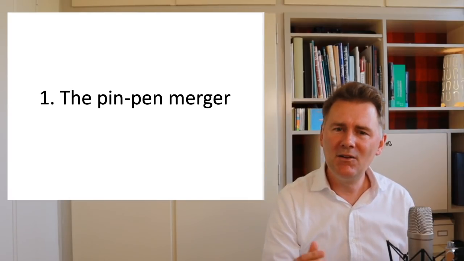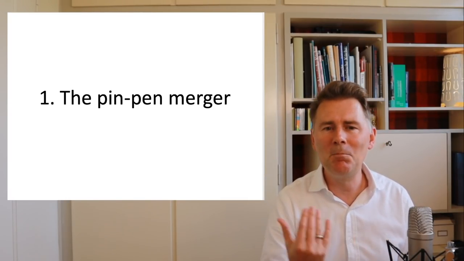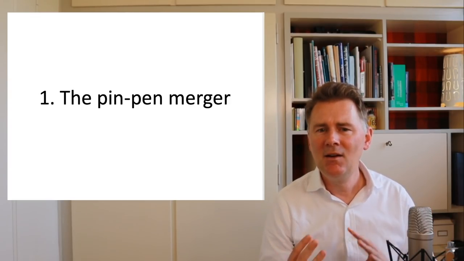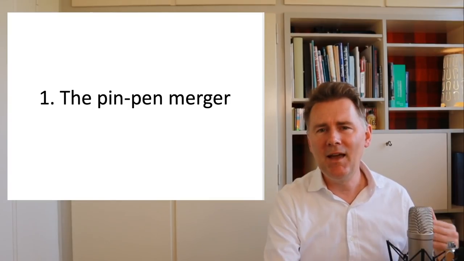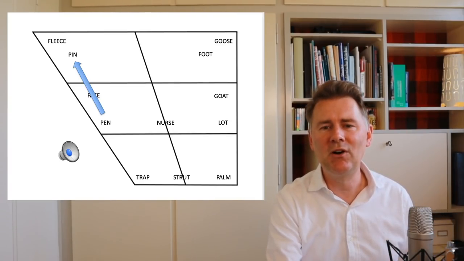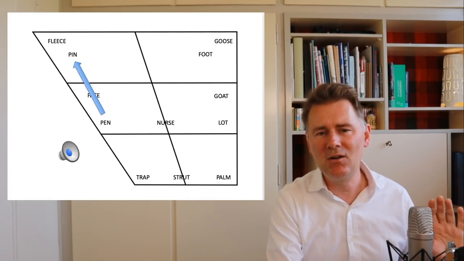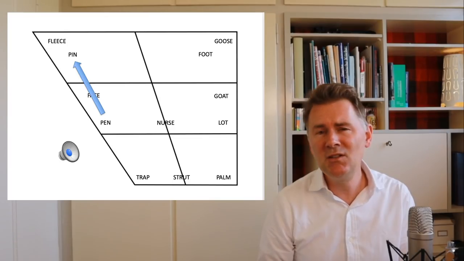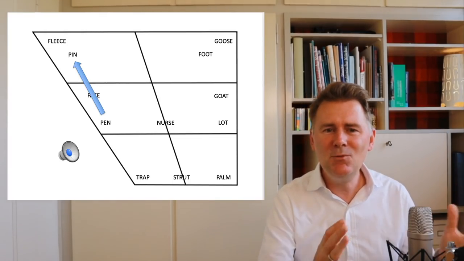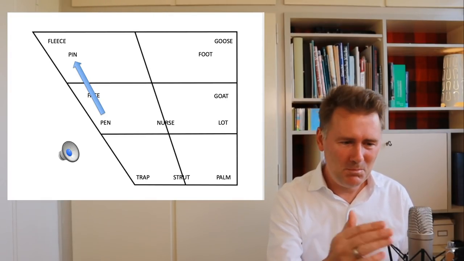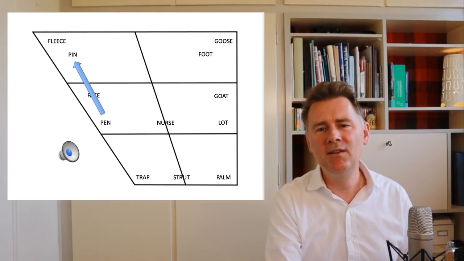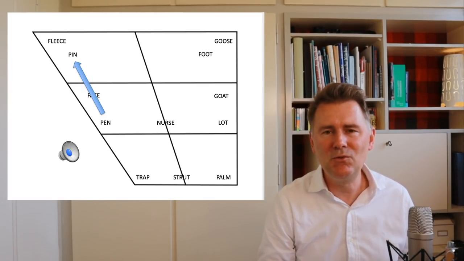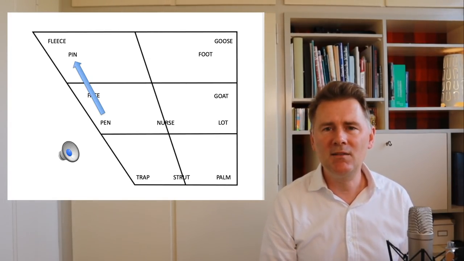Now, as you might imagine, speakers with the pin-pen merger pronounce the words pin and pen in the same way. However, the merger is not a compromise between I and E. Rather, it is a raising of the E up to the I. So here's a vowel chart, and if you've watched earlier videos in this series, you are very familiar with these vowel charts. If you're not familiar with them, please watch the video on language variation or the one on British English, and you will see what all of this means here. So back to the pin-pen merger, E is raised to I, so that the word pen sounds in fact like pin. Yeah, so that's also true for other words. So the word when is pronounced as win.